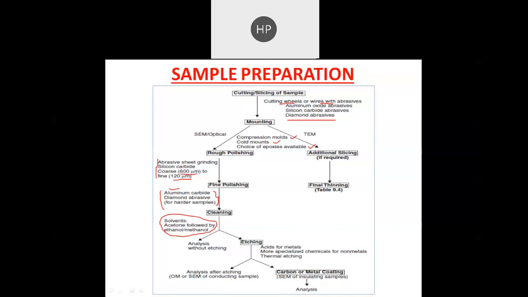And generally the same procedure we have seen for the optical microscope also. So there are certain similar steps that we have to follow while we prepare the sample for the SEM analysis.